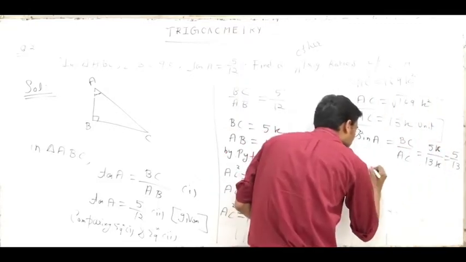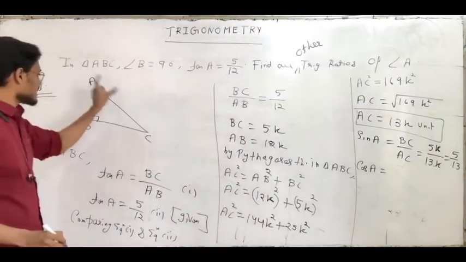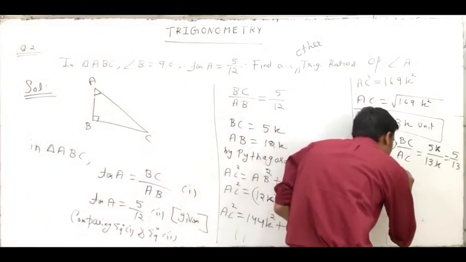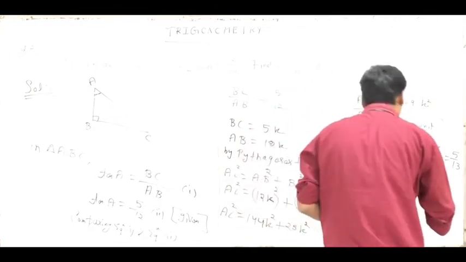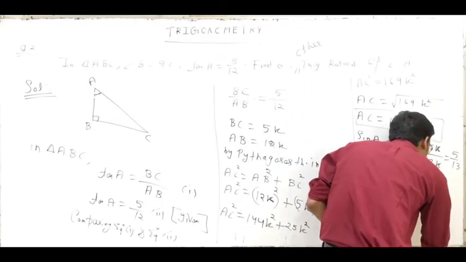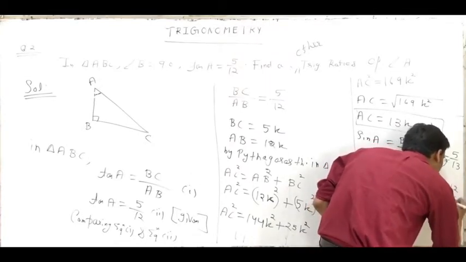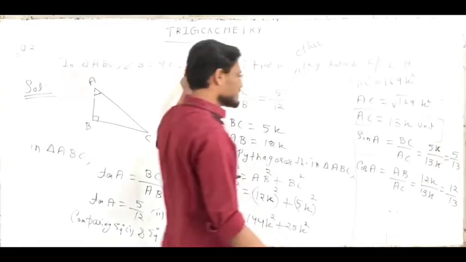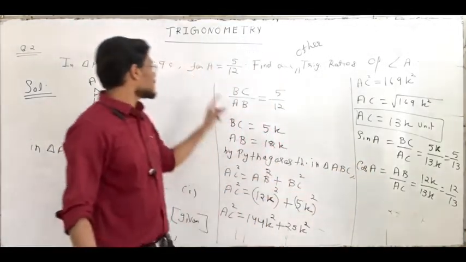Similarly, cos A is base upon hypotenuse. So the base will be AB and the hypotenuse will be AC. So it's AB over AC, where the length of AB is 12k and the length of AC is 13k. So we will get 12 by 13. Tan A is already given as 5 by 12. If you take this ratio sin A upon cos A, you will get 5 by 12.